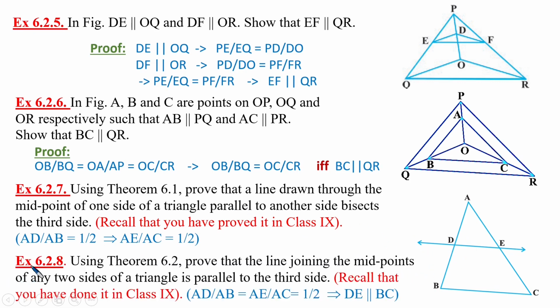Similarly, exercise 6.2.8. Again, you go through your book and you see, using theorem 6.2, prove that the line joining the midpoints of any two sides of a triangle is parallel to the third side. Okay, this is very similar. We have done a very similar proof today also, and we have proved this elaborately in class 9. So I am not going to do this, and you please go through my lecture for class 9, that is lecture 2 and lecture 3.